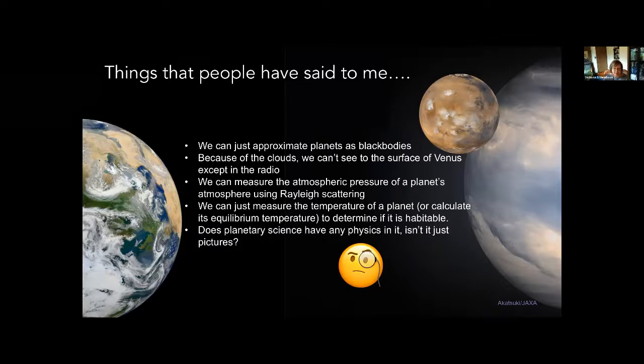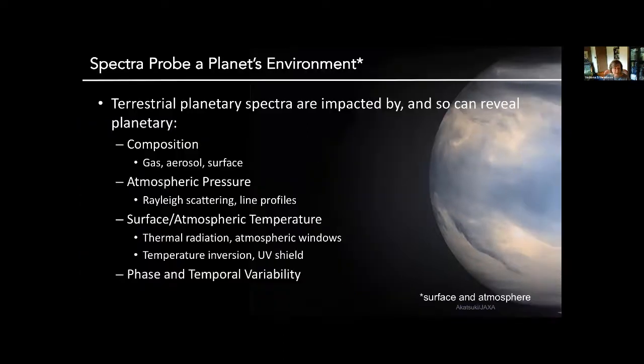But today I'm going to talk a little bit about the things that go on with the spectra of terrestrial planets and how, yes, there's lots of physics in it, and also just how diverse they are and how you really can't make assumptions based on perhaps one example.